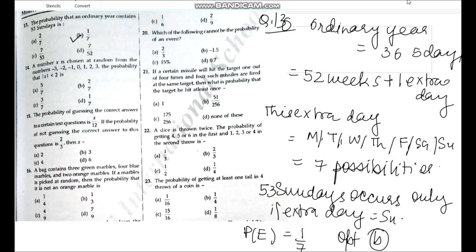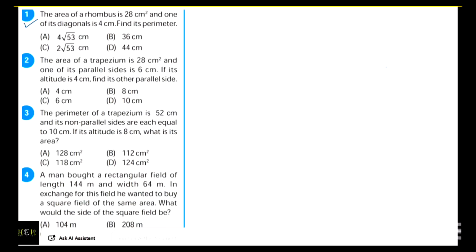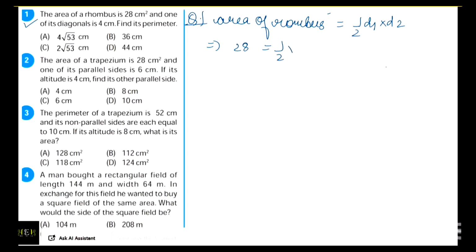Option B. Okay. See question number 1. The area of the rhombus is 28 centimeter square and one of the diagonals is 4 centimeter. Find the perimeter. Now see, I know the area of rhombus is half diagonal 1 into diagonal 2. And one thing more, the diagonals bisect each other and are perpendicular to each other. So 28 is equal to 1 by 2 into 4 into d2, right? So 28 by 2 is equal to d2, or I can say that 14 is equal to d2, right?